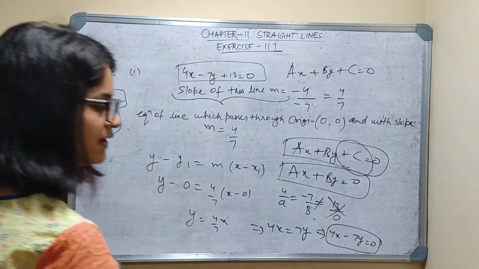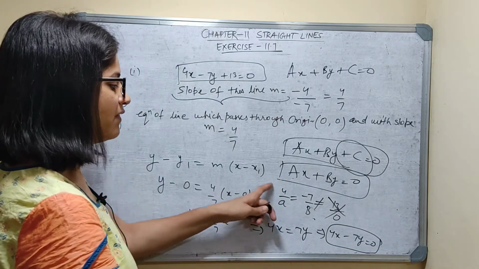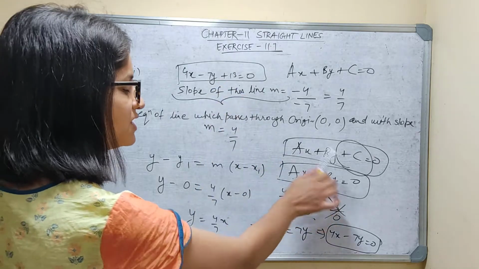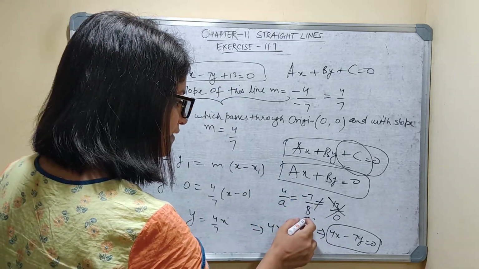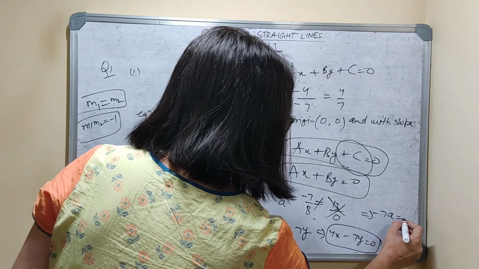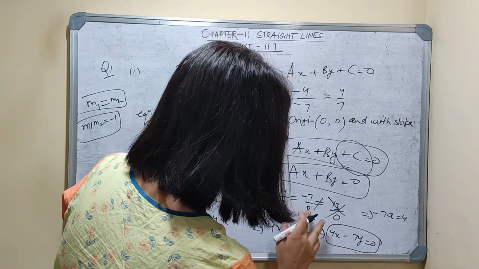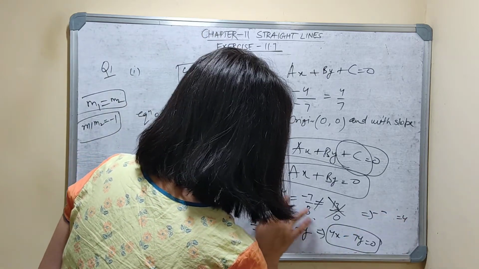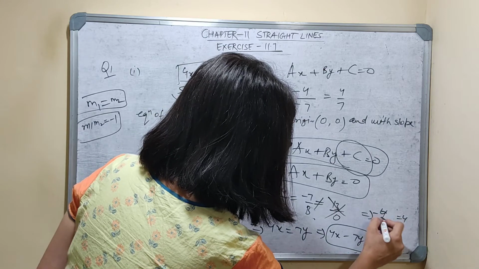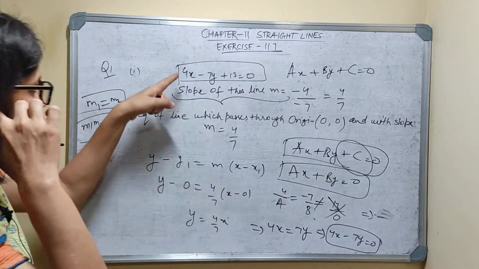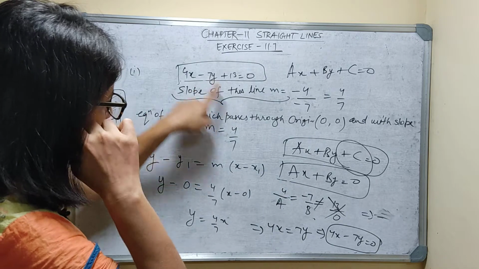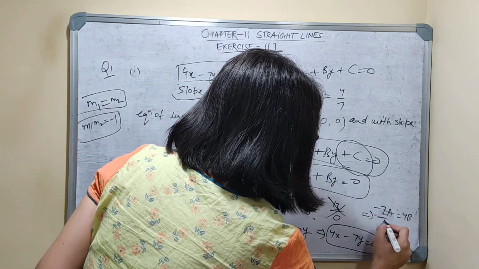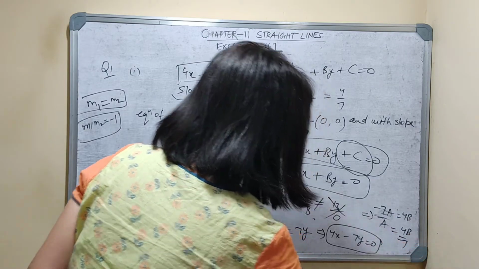So no need to read this. You can write only a1 upon a2 is equal to b1 upon b2 is not equal to c1 upon c2, because here the constant part is not there. So 4 upon a is equal to minus 7 upon b. So minus 7a is equal to 4b, or a is equal to 4b upon minus 7.